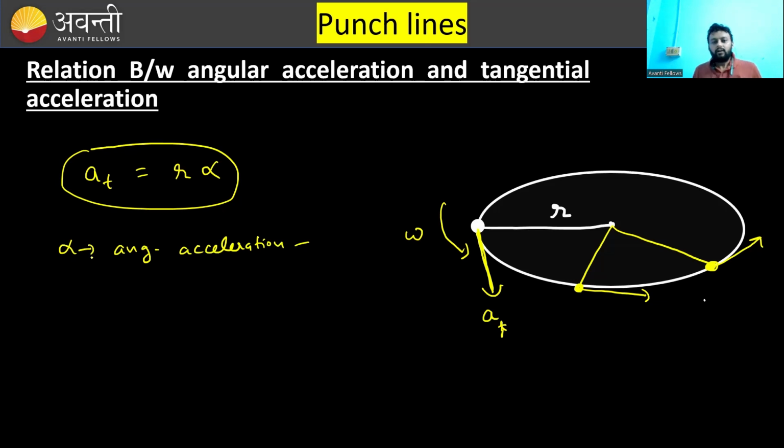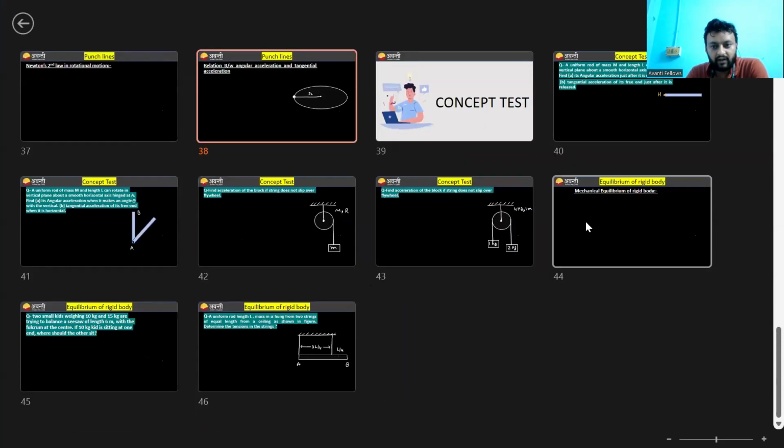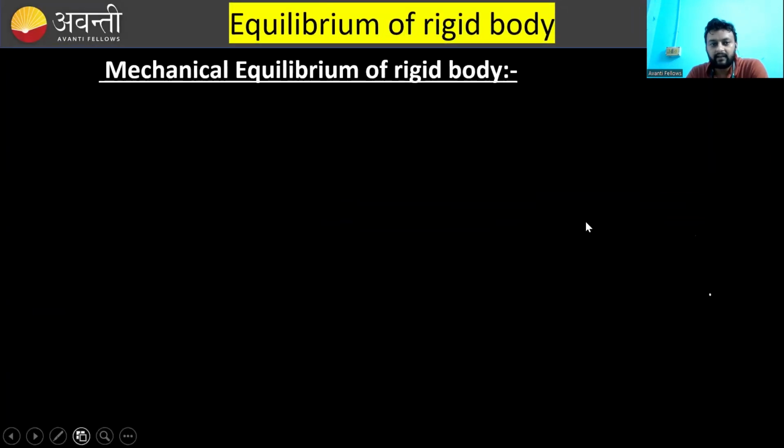Now, moving further. We will do the concept test later. First of all, one more concept we are taking here, that is equilibrium of rigid bodies, mechanical equilibrium of rigid bodies. What is the meaning of equilibrium? Now, just listen to me. These things are actually very important.